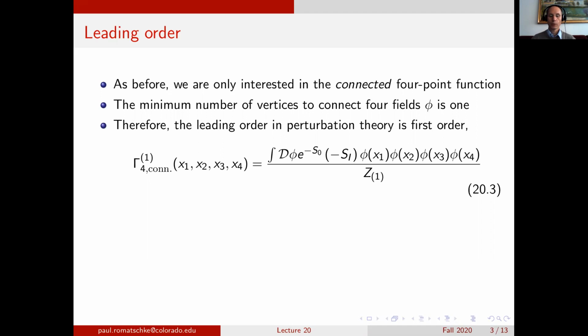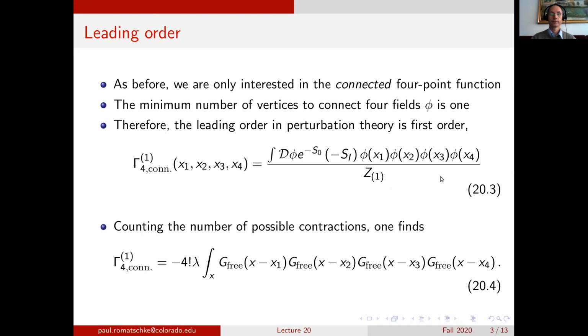So the leading order perturbative contribution to the four-point function is given by the first order perturbative result, where we have minus S_I appearing in the path integral here. We can use Wick's theorem to calculate the contribution in terms of just the contributions that involve propagators. And since we have a four-point vertex in the action S_I, and we have four legs here, we can count the possibilities of how many contractions we can do.